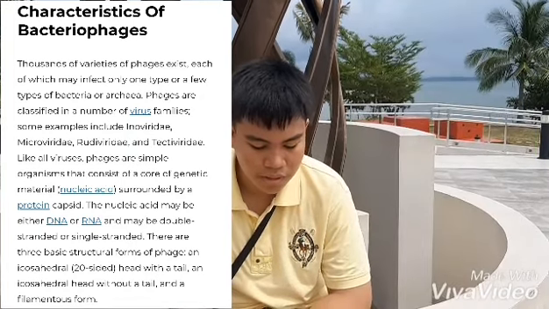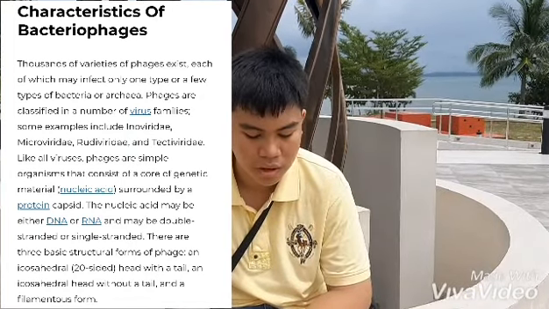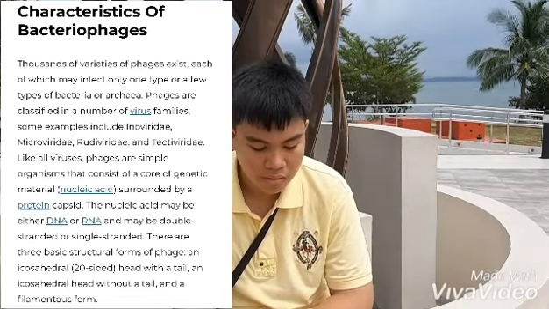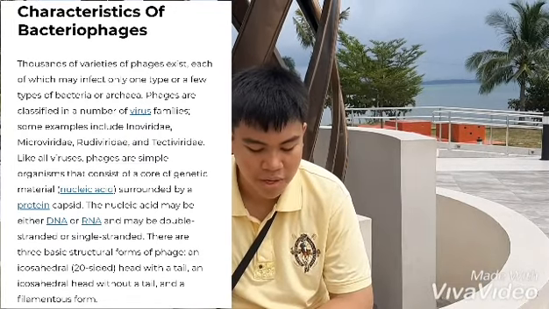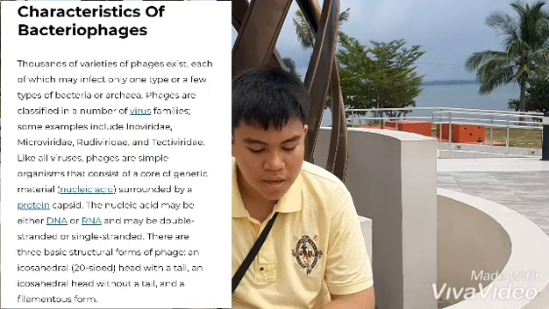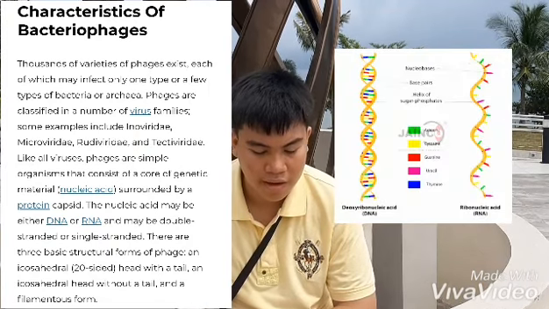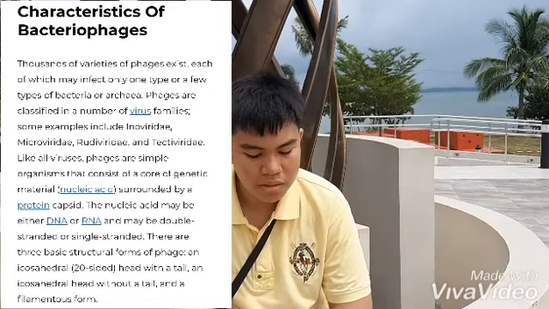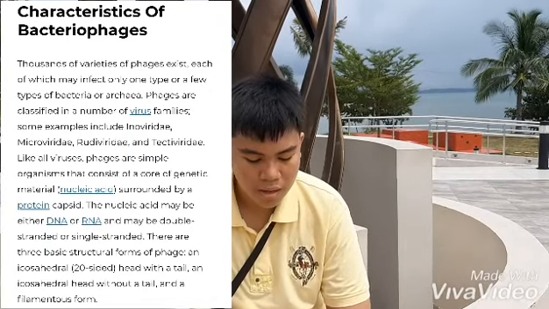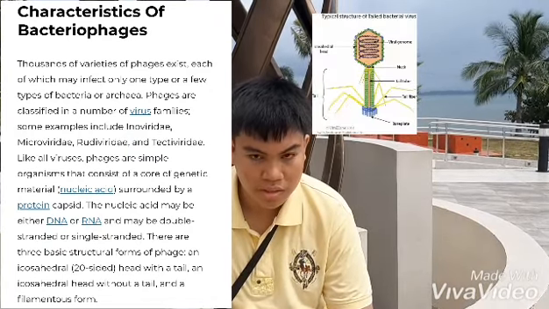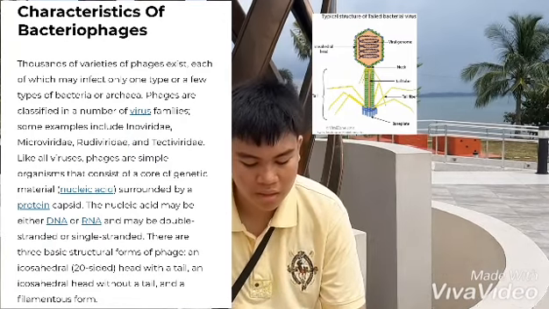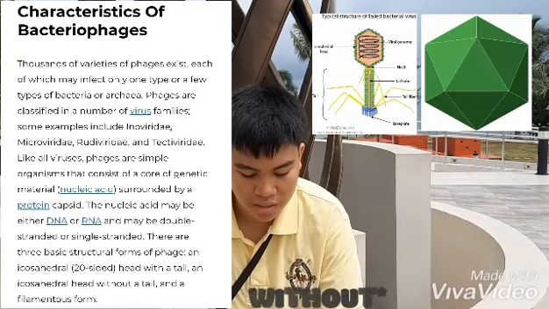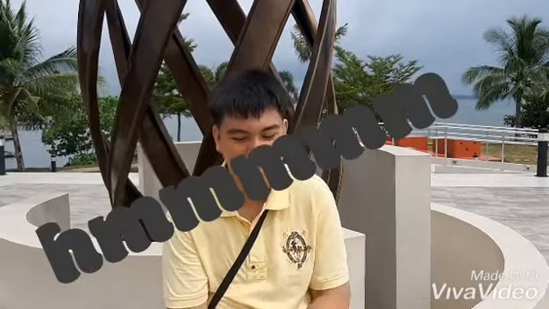Like all viruses, phages are simple organisms that consist of core genetic material, or nucleic acid, surrounded by a protein capsid. The nucleic acid may be either DNA or RNA, and may be double-stranded or single-stranded. There are three basic structural forms of phage: an icosahedral, which is 20-sided, head with a tail, an icosahedral head without a tail, and a filamentous form. So basically, you can search that up in Google, but later this will be edited.